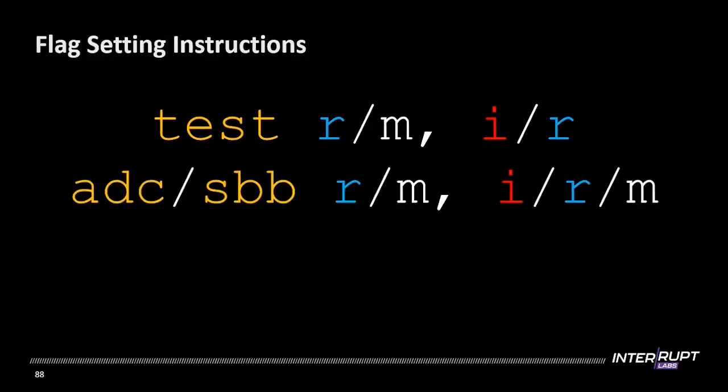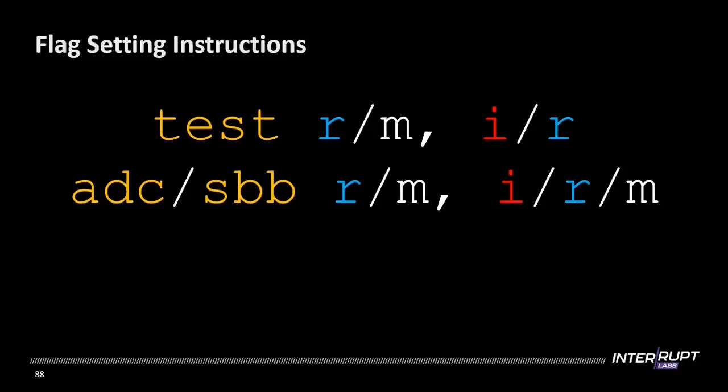The other thing is ADC and SBB, which are add with carry and subtract with borrow. These are the instructions that include the carry flag in their operations, so they can be used to add or subtract large integers that are too big to fit in a single register.